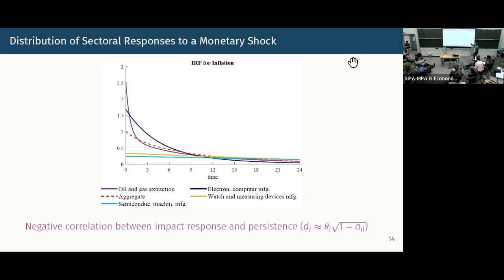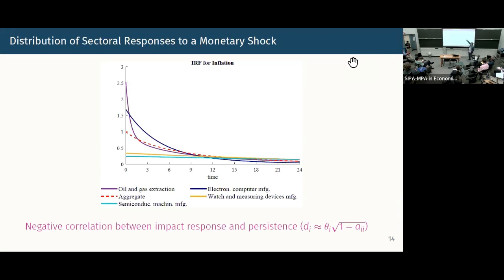This is an insight that just comes from the long-run neutrality of money, but it's worth mentioning that if you have a sector where prices are flexible, obviously that sector will respond more in the beginning. But then all prices should rise the same amount in the long run in response to a monetary shock. So if you're increasing your prices by a lot in the beginning, you should have a more transitory response. That's what we see here. Oil is a very flexible sector. It increases by a lot in the beginning, but it dies out faster. Whereas semiconductor or machinery manufacturing is a very sticky sector, so it has a very dampened response in the beginning, but it's very persistent over time.